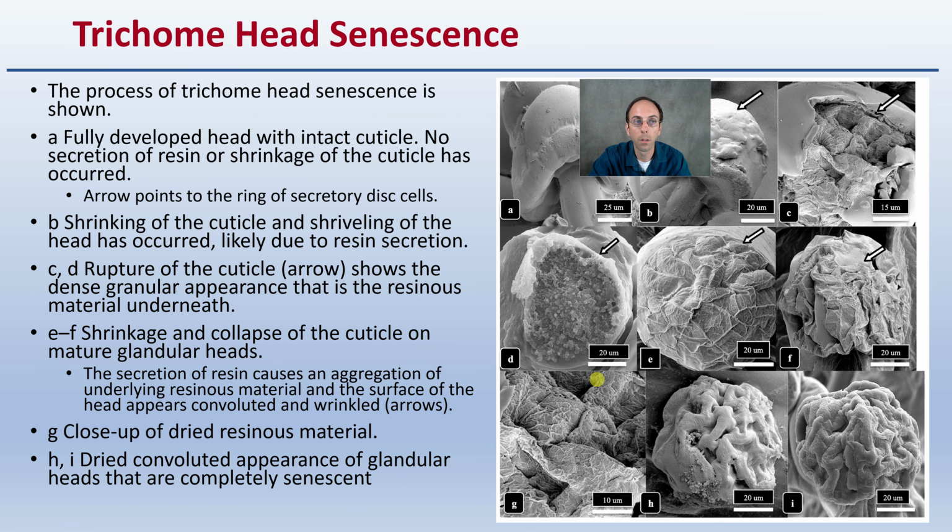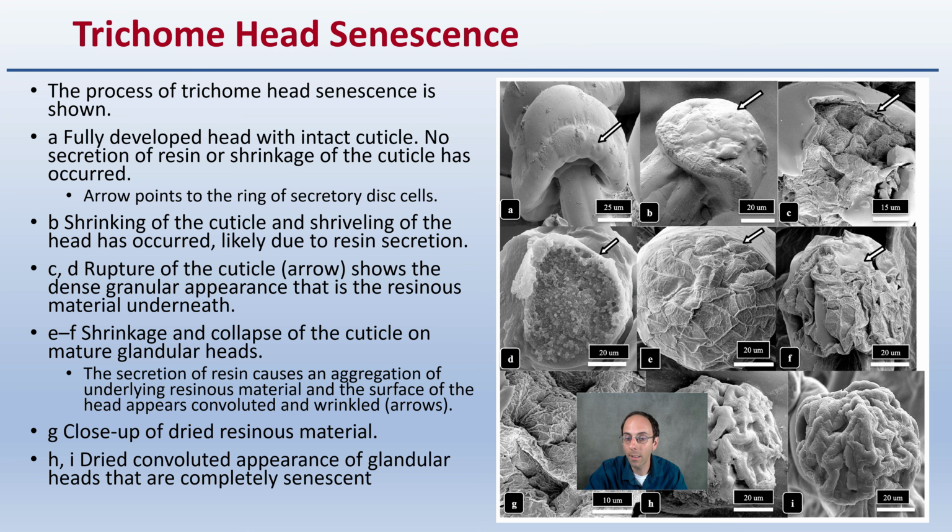Now, when we talk about senescence, which is kind of the formation of the harvest, and people might say the dying of or the aging of the plant, this kind of shows that senescence of those heads. So, fully developed head with intact cuticle, no secretions or resins or shrinking of the cuticle has occurred at this point. Arrows showing the points of ring of secretory disc cells.